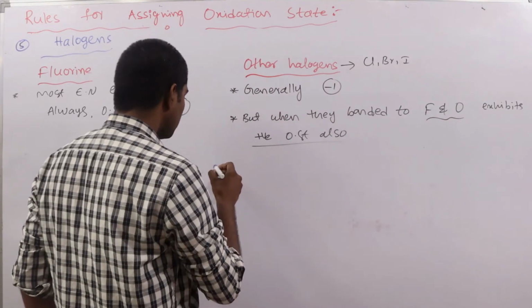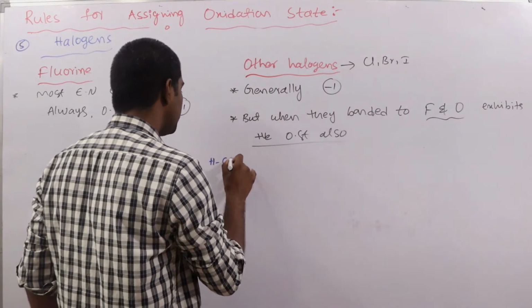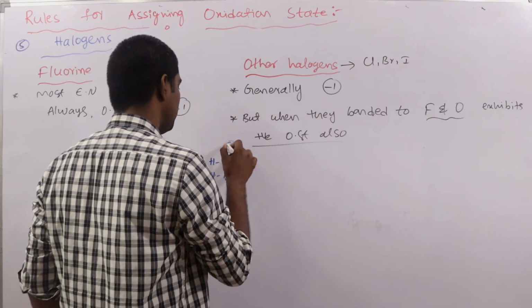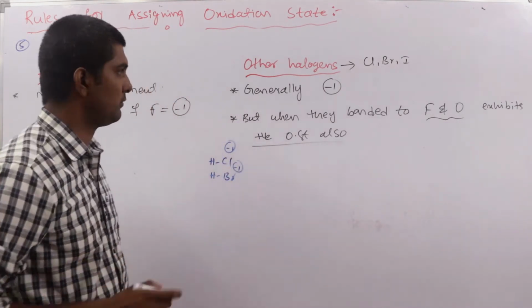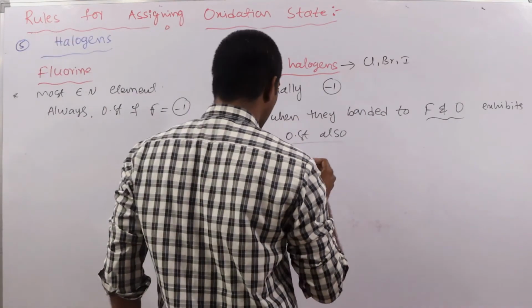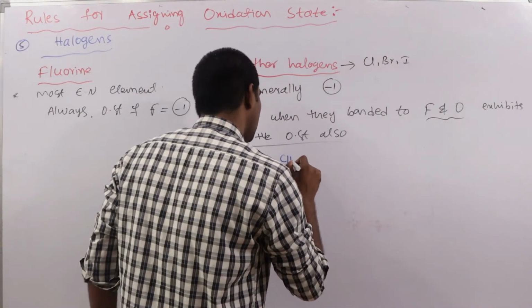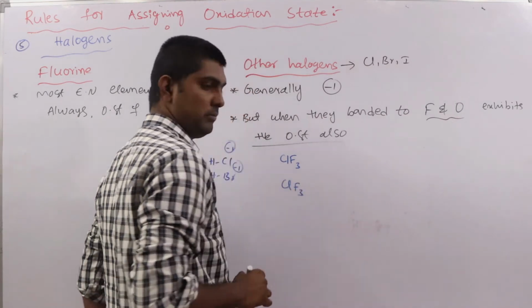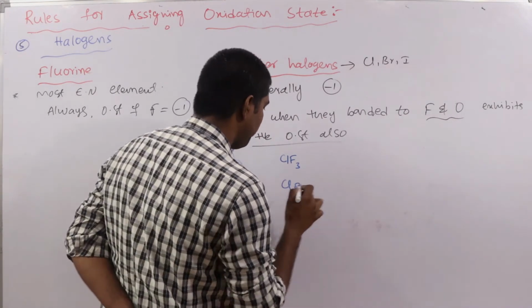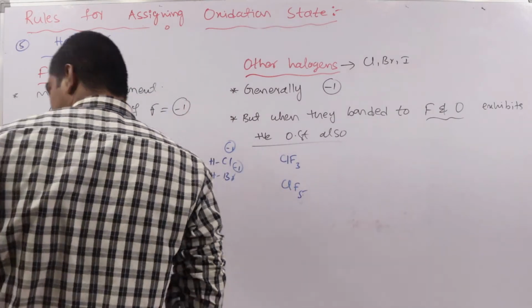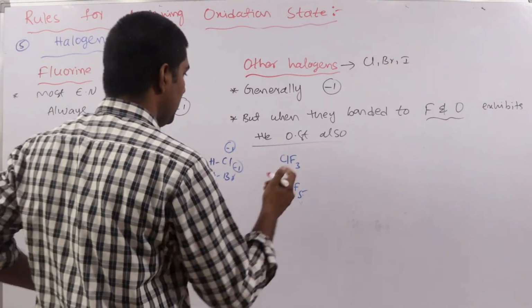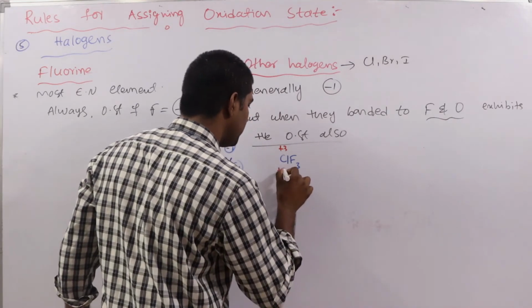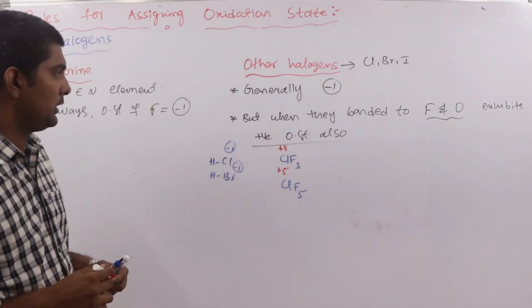Suppose you take HCl, HBr like this, here it is -1, the general case. Okay, suppose you take ClF3, ClF5. See here, what is the oxidation state of chlorine? +3. Here chlorine is +5. Okay, like this.